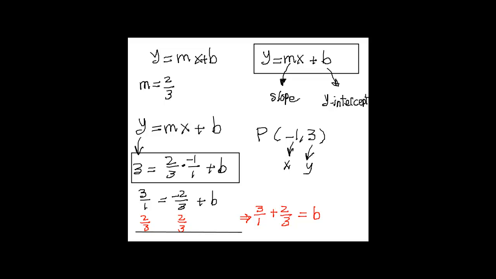Okay, once again, can I see a check mark next to everyone's name if you follow up to this point? So 3/1 = -2/3 + b. To solve for b, we have to add 2/3 to both sides of the equation. And then on the left-hand side, I get 3/1 plus 2/3 is equal to b. Okay? I don't see a check mark in front of everyone's name yet.